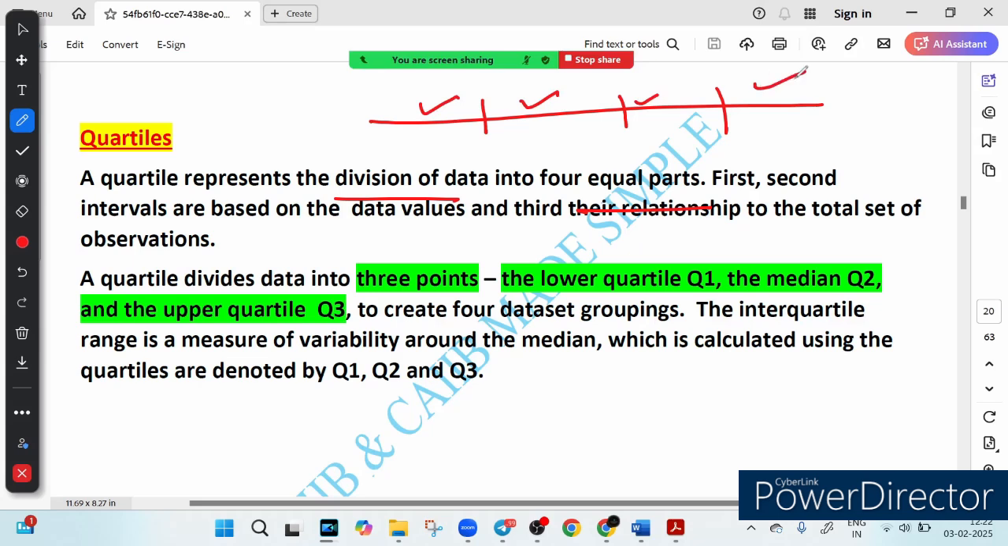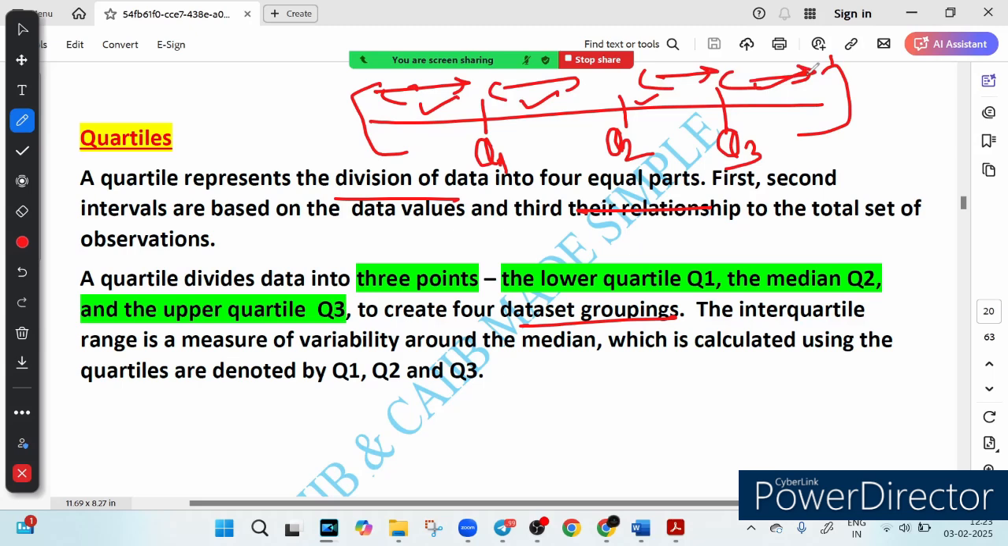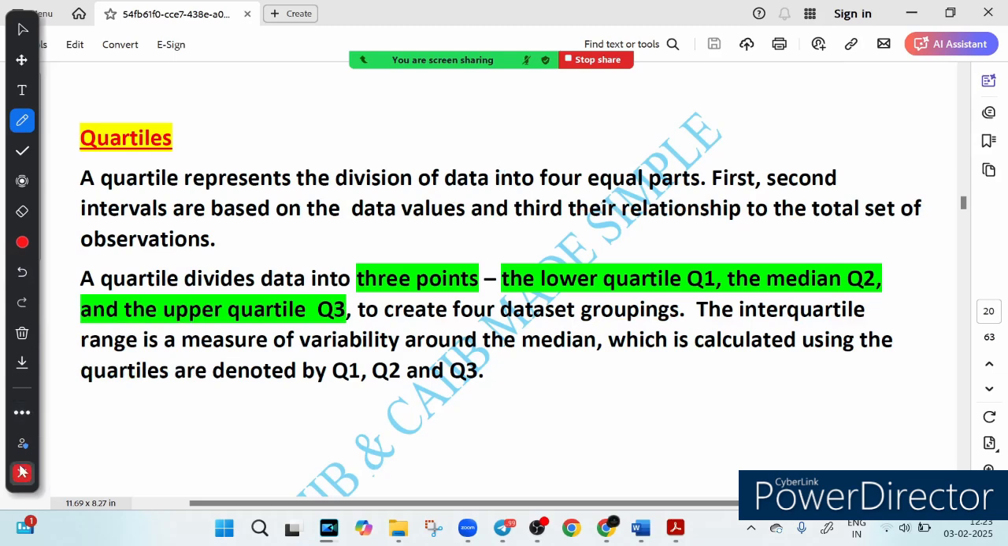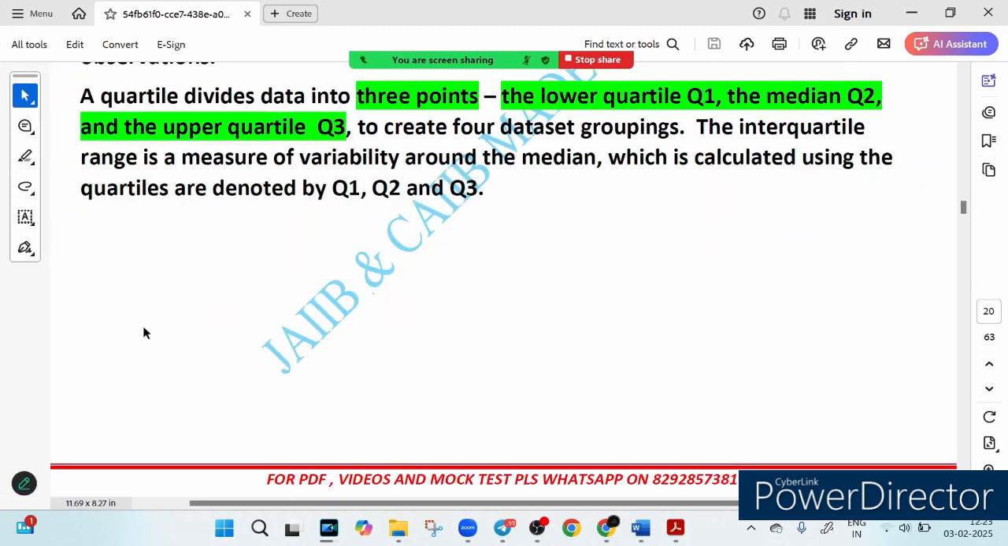So first and second intervals are based on the data value, and third, they are relative to the total set of observations. So the quartiles divide data into 3 points. Q1 is the lowest quartile, median is Q2, and the upper quartile is Q3. To create 4 data set groupings, you can see we have 4 data sets: data set 1, data set 2, data set 3, and data set 4. The interquartile range is a measure of variability around the median, which is calculated using quartiles, and quartiles are denoted by Q1, Q2, and Q3. You must know it. Q1, Q2, and Q3 are the notation.